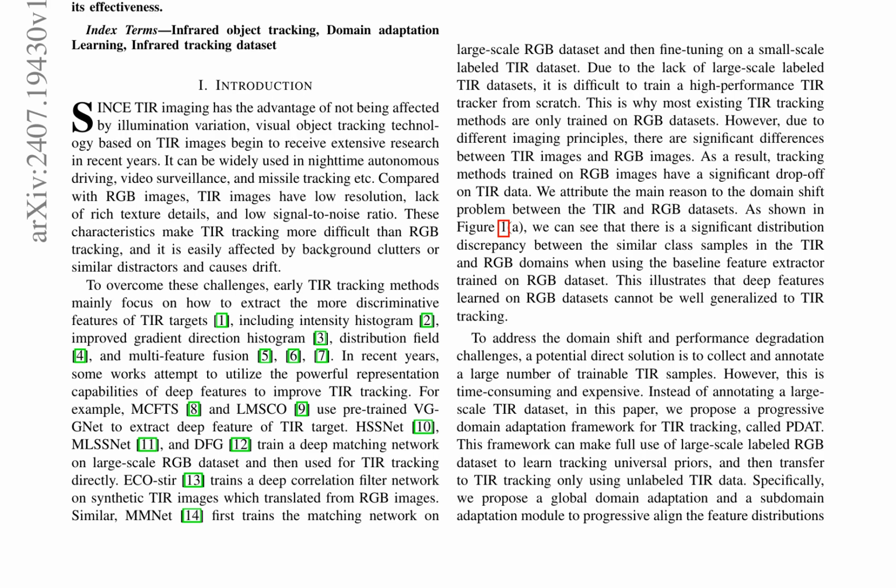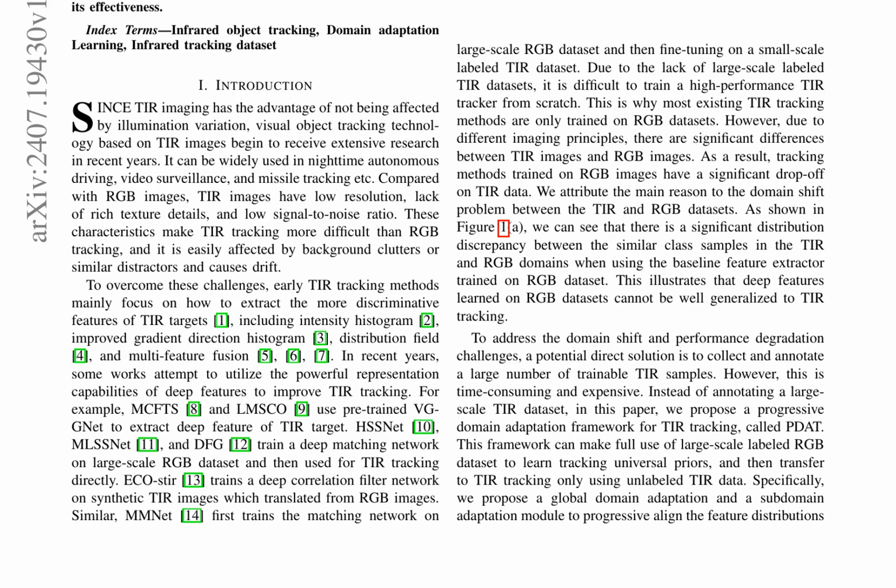The authors also collect a large-scale TIR dataset with over 1.48 million unlabeled TIR images for training the proposed domain adaptation framework. Experimental results on 5 TIR tracking benchmarks demonstrate that the proposed method achieves a nearly 6% success rate improvement. The paper highlights the challenges of TIR tracking, including low resolution, lack of rich texture details, and low signal-to-noise ratio. Early TIR tracking methods focus on extracting discriminative features, while recent works utilize deep features.